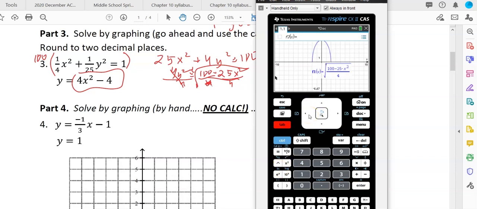Let's go to the graph tab. Graph the other equation, so do the negative of that. So it'll be negative square root of 100 minus 25x squared, over 4.